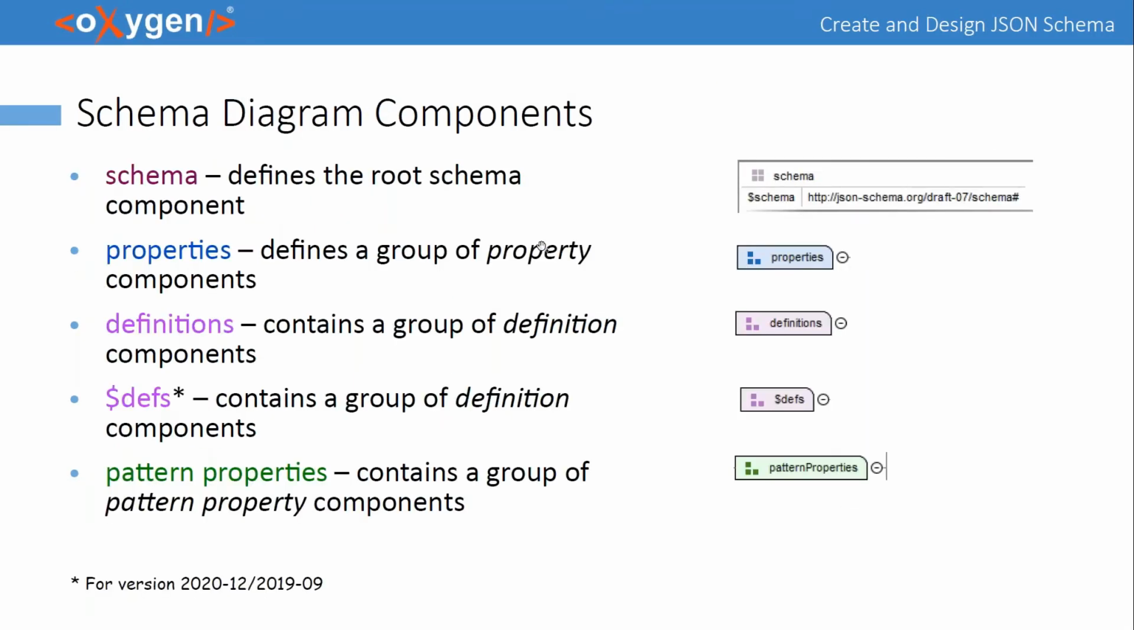I'll tell you a few things also about the components that we use in the diagram. So the schema component is the root, and this contains the declaration of the schema that we saw when we created our schema. Then we have the properties group, which contains a set of properties for an object. In case you are using definitions, you need to use this definitions group, or in the latest draft, the defs group.